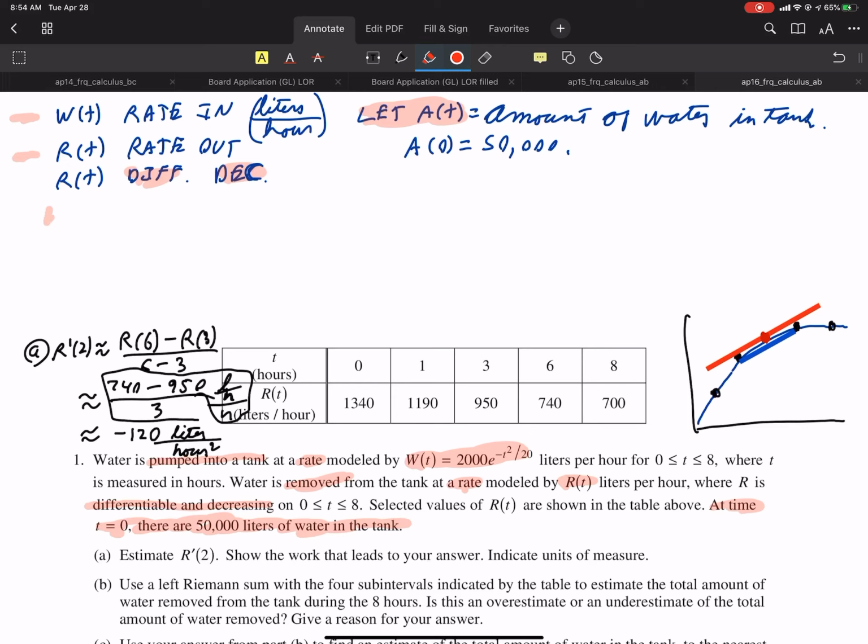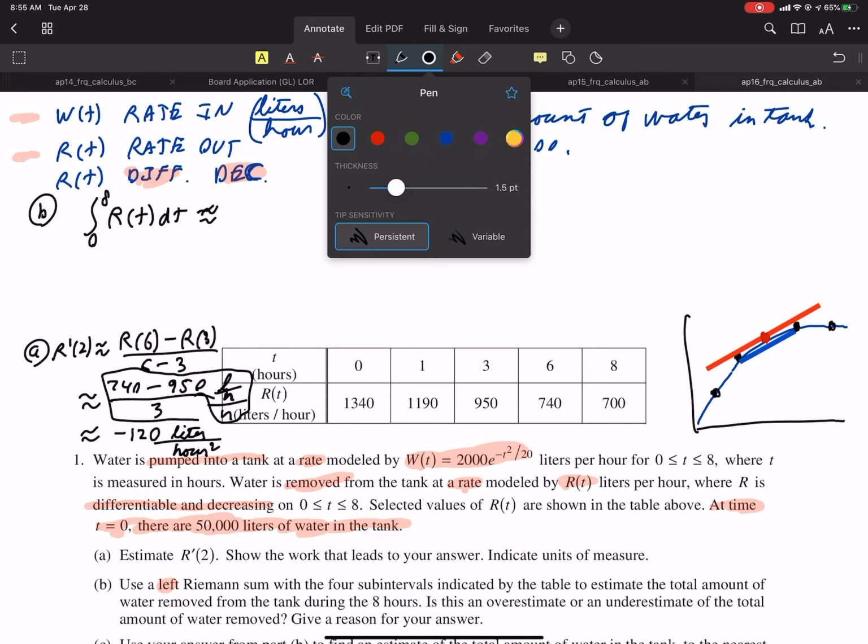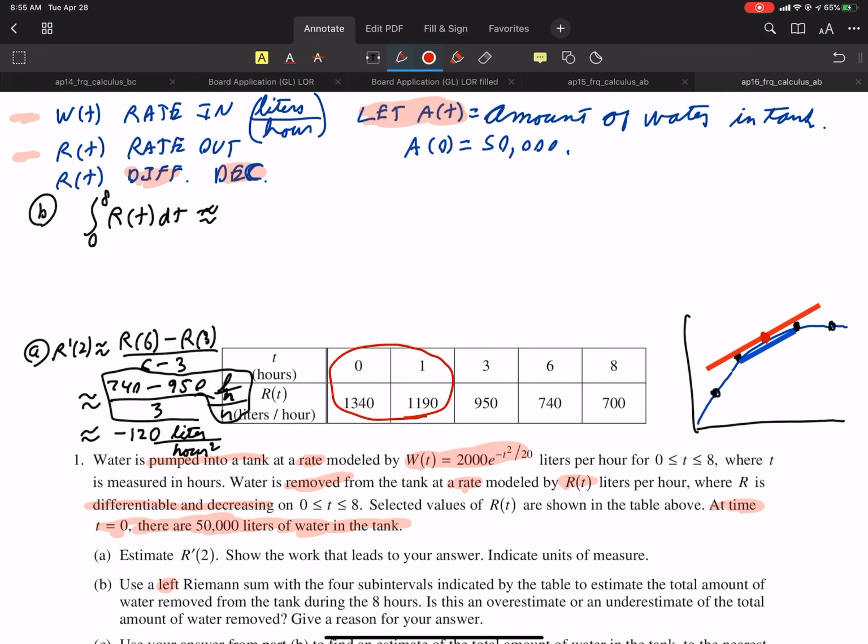So I'm going to do this up here. I know it's going backwards, kind of upside down. How do you get the amount of water removed? You integrate the rate of water removed over your time period from 0 to 8. And we're going to use a left Riemann sum. So I'm going to circle my intervals here. The first interval is 0 to 1. If I want a left Riemann, the left-hand side is clearly 0. So the height of this will be R of 0, and the width would be 1.